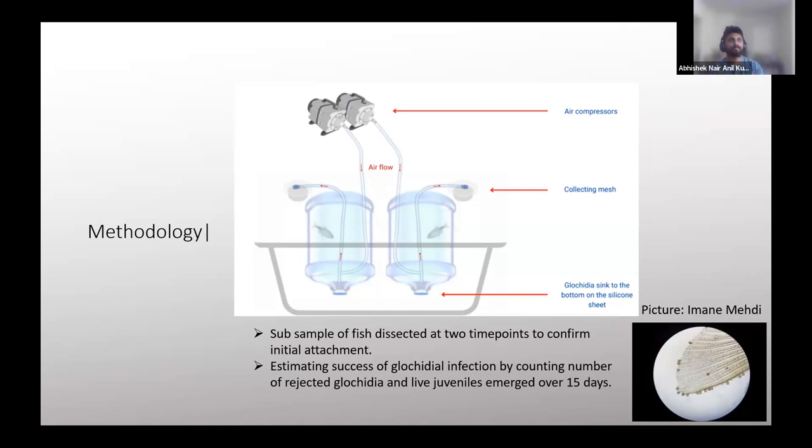On the bottom right, you can see how the parasites look on the fish. This photo was taken by a colleague during two time points where we dissected fish. It was just a small subsample, to confirm initial attachment of the glochidia.